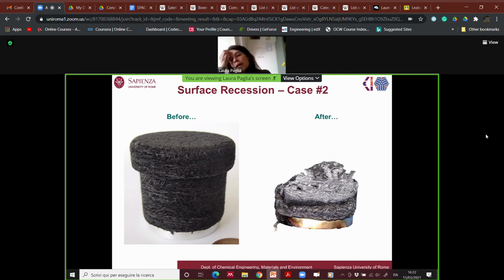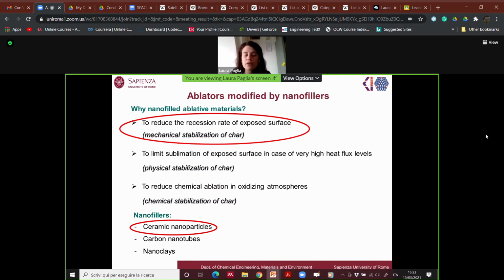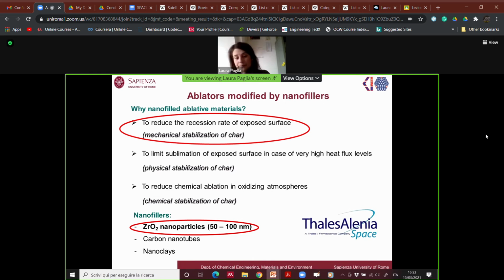This material was manufactured without nanofiller. It is only a carbon felt with phenolic resin. Okay. So we understood that if you want to increase the performance of our material, we have to do something different. And in fact, we worked on the addition of ceramic nanoparticles to our ablative material. In particular, at the beginning, we worked with zirconia nanoparticles.